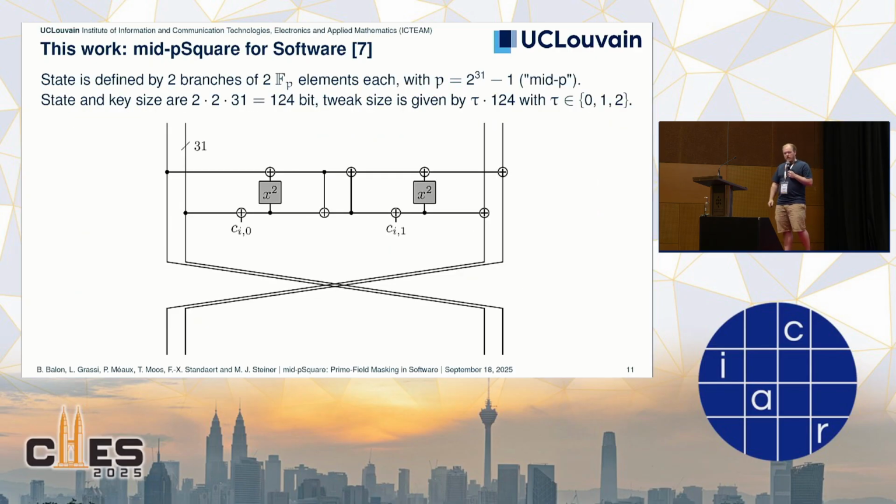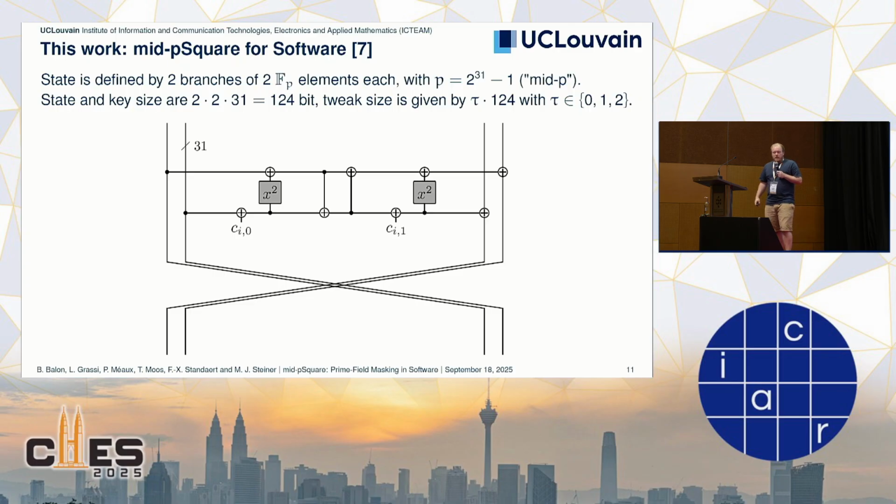So this is our new design. This is mid p-square for software implementations. The parameters b and c are both 2. And the prime we are using is 2 to the 31 minus 1. Also a Mersenne prime for efficient modular reduction. And this Mersenne prime is perfectly suited because it allows you to do addition or subtraction in a 32-bit register without any overflow, and then you can do the modular reduction, which is just this addition trick. And otherwise, there are the same parameters.